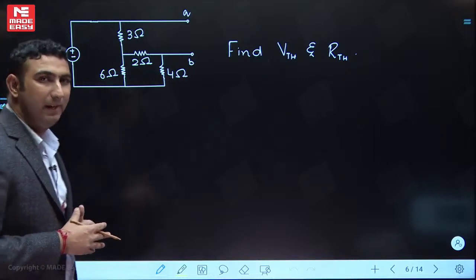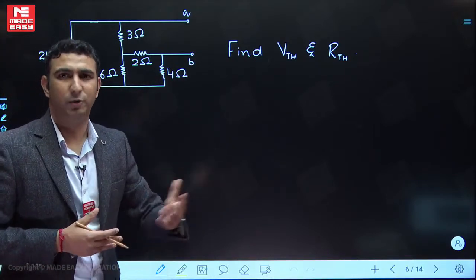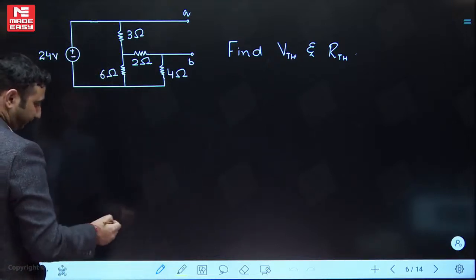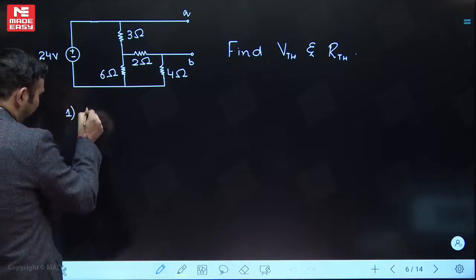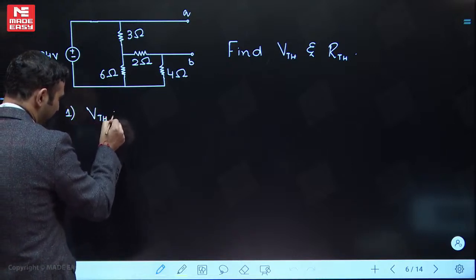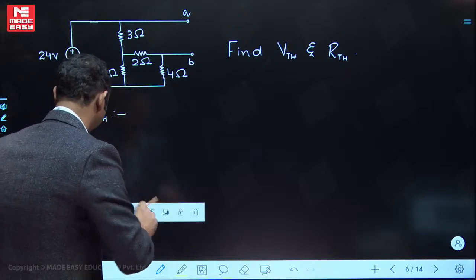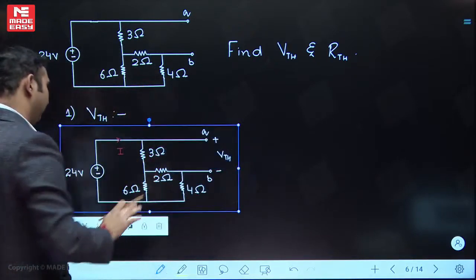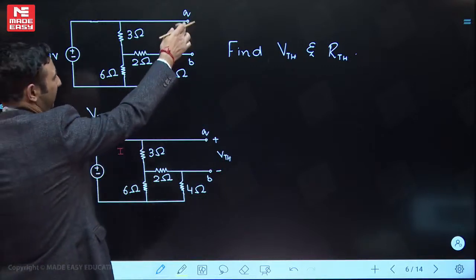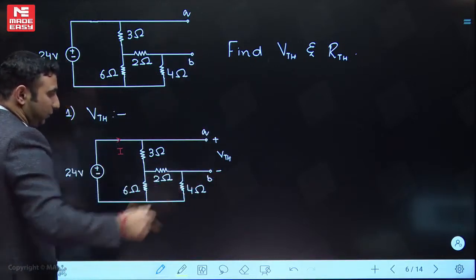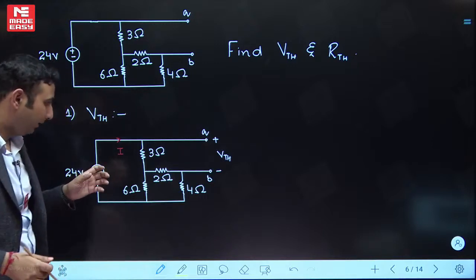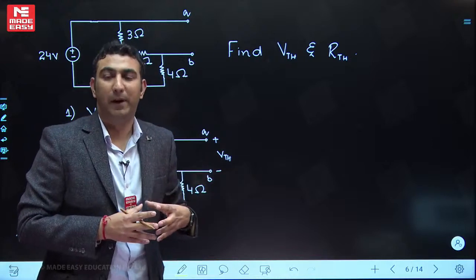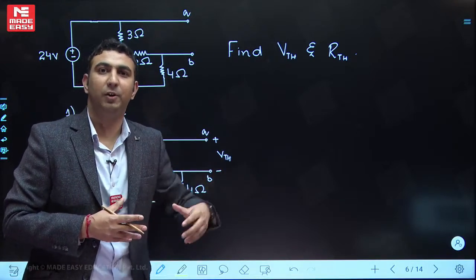So the first step will be to calculate VTH, or you can go with RTH also. This is not a fixed rule that which one you want to solve first. So let's go with VTH. So for calculating VTH, obviously A and B terminals are marked, so I have just written VTH over here. Now, what method you think of? See, it's all about thinking the method quickly at that time, when you are sitting in the examination, and go with that.